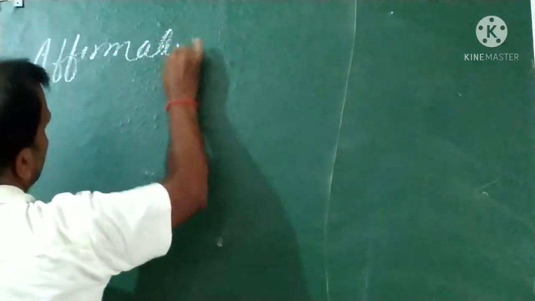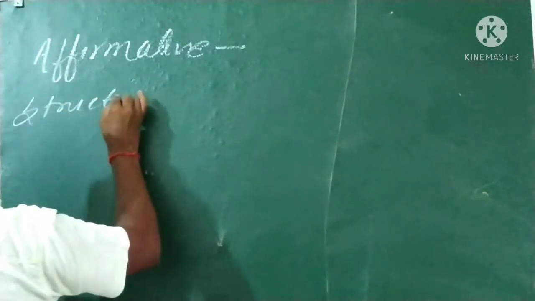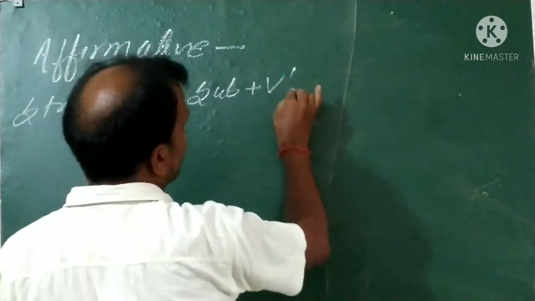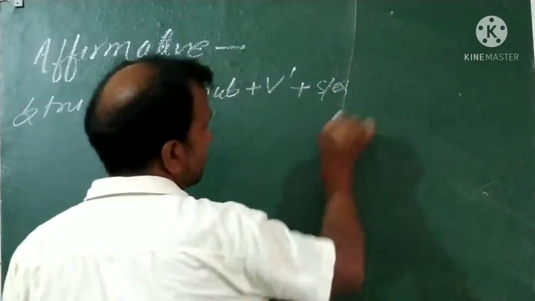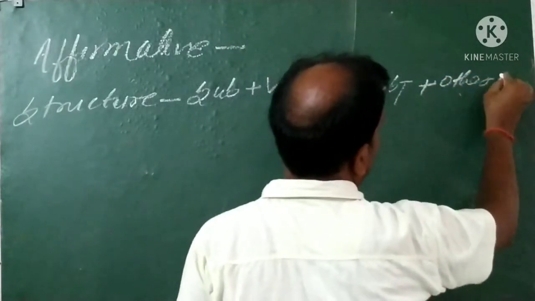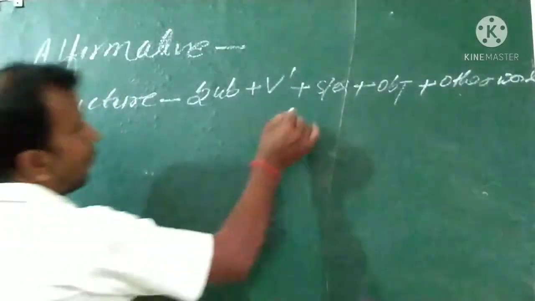First is affirmative. What is the structure? At first we have to know what the structure is. Structure is: at first we have to write subject, then verb of first form plus S/ES plus object plus other words. Students, you have to understand what it means.